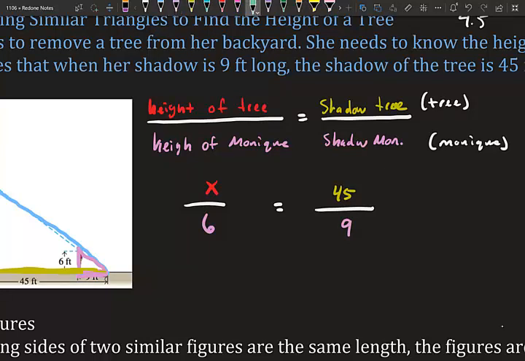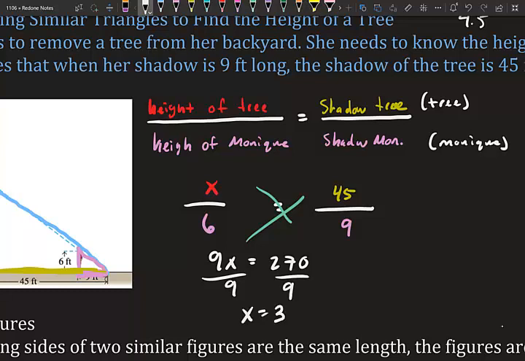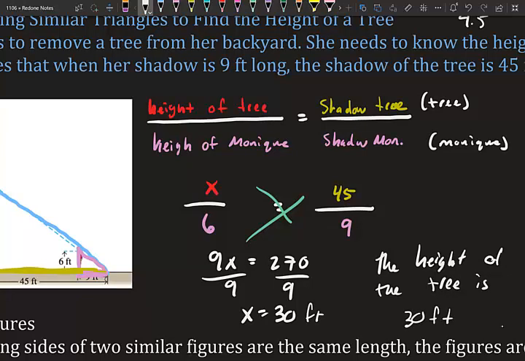We cross multiply because these are similar figures. We get 9x equals 270. Divide by 9, and we get x equals 30. You don't have to write it as a sentence, you can just say 30 feet, but that's what we're finding. The height of the tree is 30 feet.